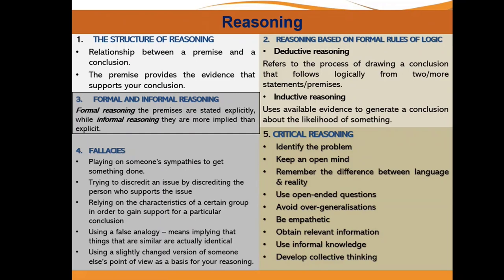You are talking, it's me and you. Then you change the statement by saying, Sam then claims that Mary is in favor of abortion by saying, I understand why people are committing suicide, I understand why people are doing abortion. Suddenly, I'm in favor of abortion. That is using a slightly changed version of someone else's point of view as a basis for your reasoning. Normally, this happens in journalism. They call you for an interview, you express yourself, then the newspaper twists the whole story to suit their needs, to suit their target audience, to make money.